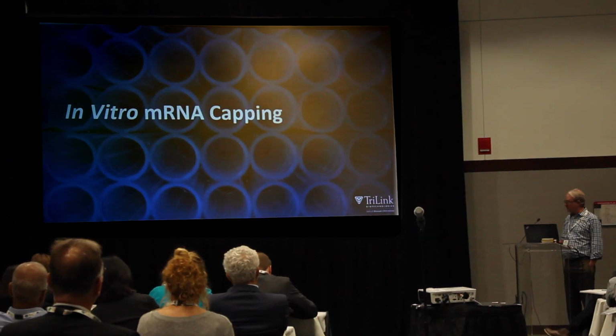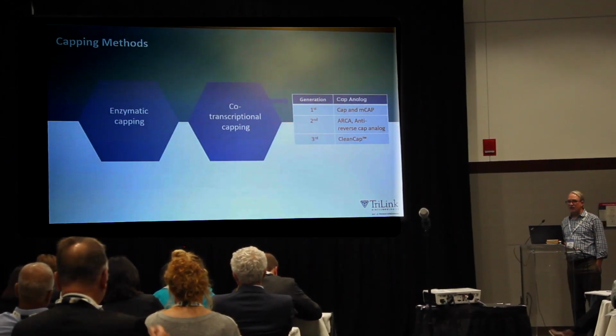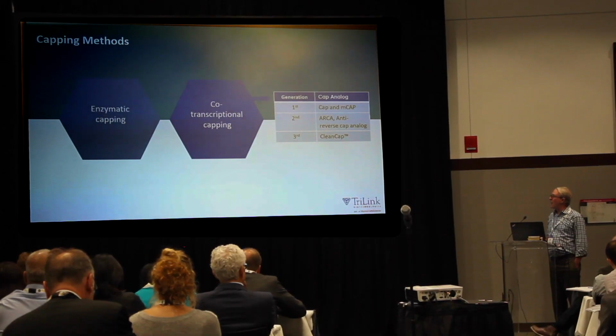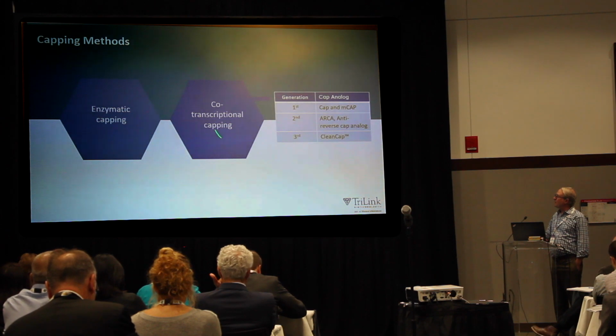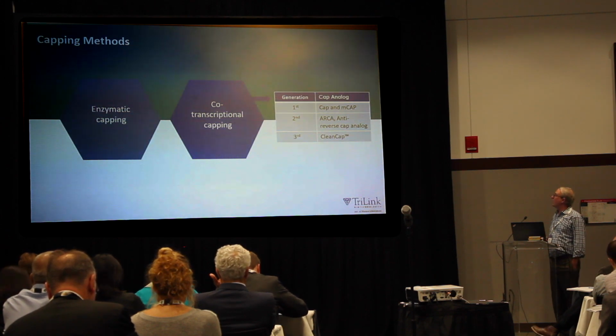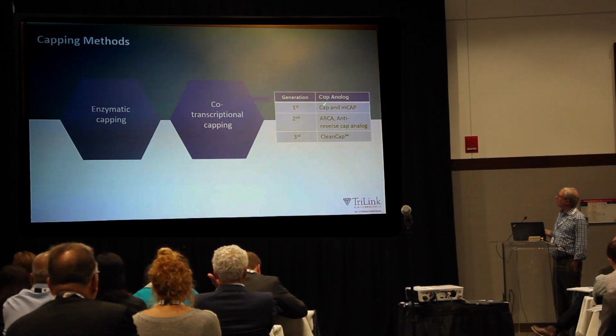All right, in the next section, I want to tell you about methods by which we can cap RNAs. There are basically two classes of capping methods that we use for capping messenger RNAs. The first category is called enzymatic capping, in which we make the RNA, generally purify it, and then use vaccinia virus enzymes to cap and methylate the messenger RNA. The second category is co-transcriptional capping. And there are three generations of cap analogs that I wanted to point out to you.